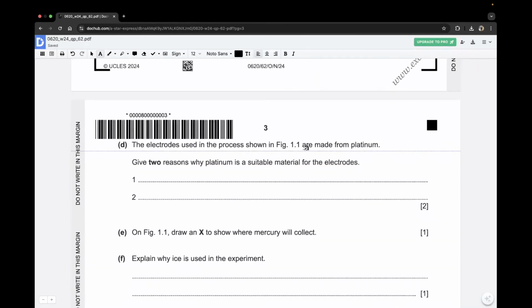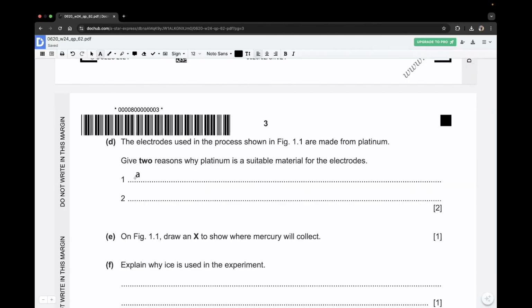The electrodes used in the process shown in figure 1.1 are made from platinum. Give 2 reasons why platinum is a suitable material for the electrodes. Questions like these are quite common even in paper 4. They ask why platinum, and this is a standard answer. You can just memorize this. This isn't specific to this question. It is the fact that platinum is inert. And another thing is platinum conducts electricity. Just remember these two. It doesn't matter which electrolysis you're asked about. This is what you need to write.